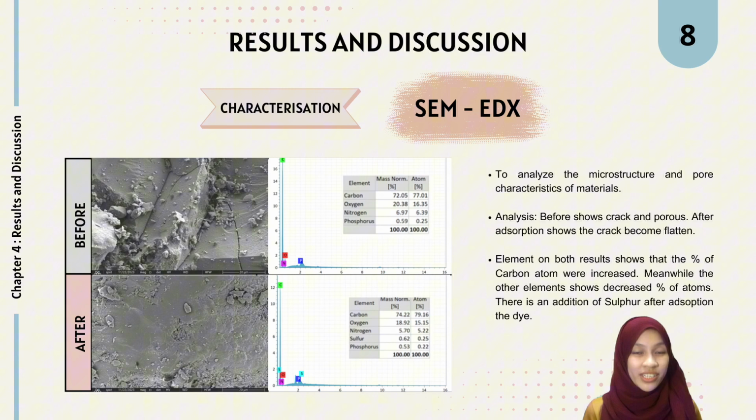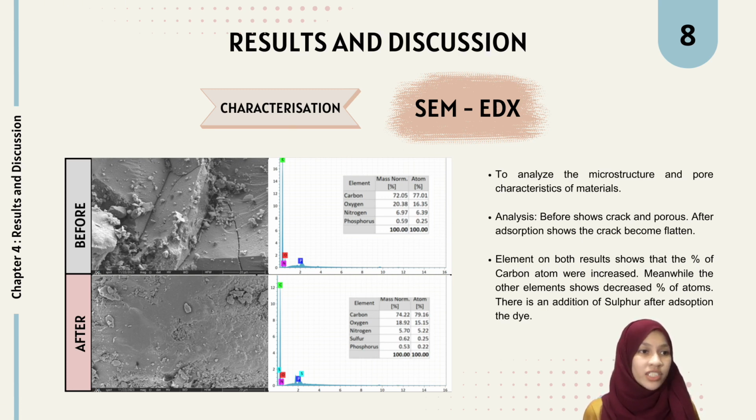Now, we go to the results and discussion part. For the first characterization, I use SEM-EDX to analyze the microstructure and the pore characteristics of the materials. SEM-EDX stands for Scanning Electron Microscope with Energy Dispersive X-ray Spectroscopy. Based on the result, the figure before absorption shows that it has cracks and is porous. Then after the absorption, the cracks become flattened because they are already filled with the dye.